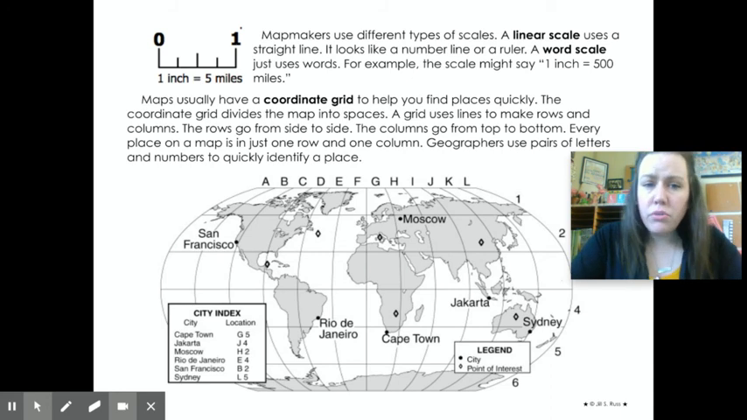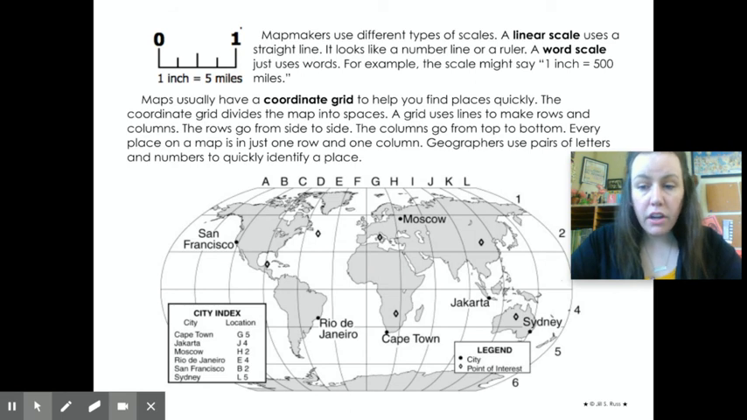All maps usually have a coordinate grid to help you find places quickly. The coordinate grid divides the map into spaces. A grid uses lines to make rows and columns. The rows go from side to side. The columns go from top to bottom. Every place on a map is in just one row and one column. Geographers use pairs of letters and numbers to quickly identify a place.